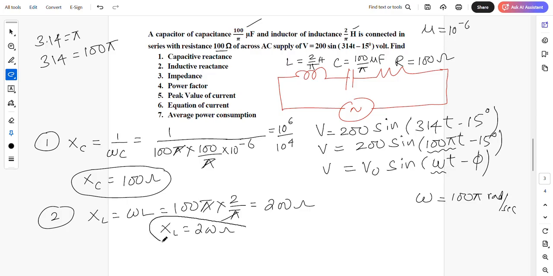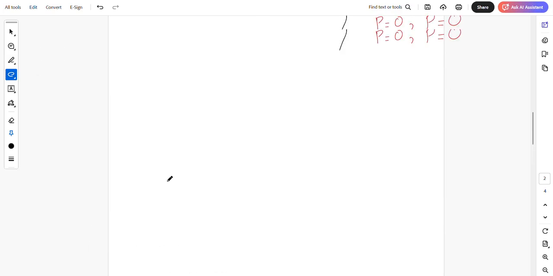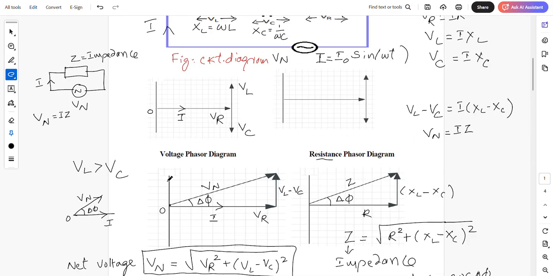Which is greater? XL is greater than XC. Here also, as in the previous diagram, VL is given, this is also XL, this is XC, and this is 0 and this is I. Right. Okay, this is R.